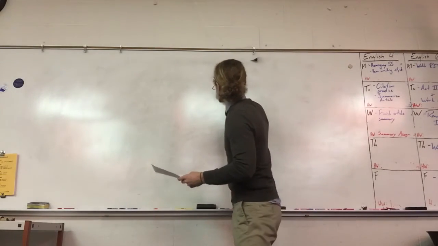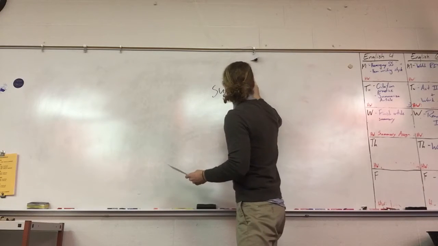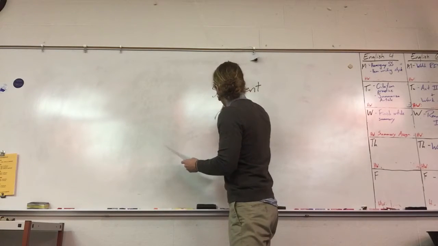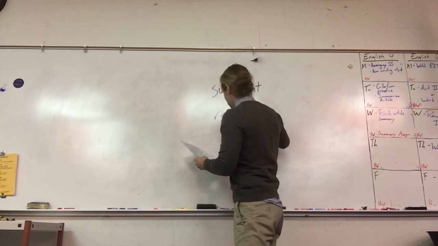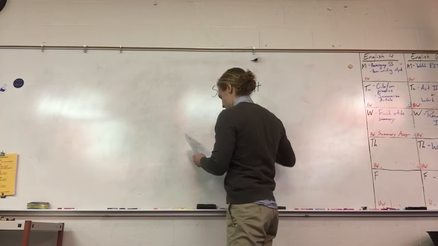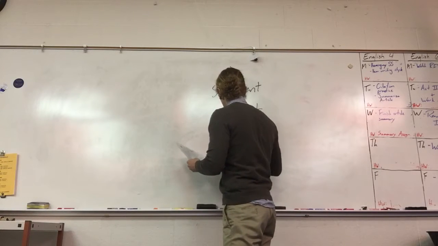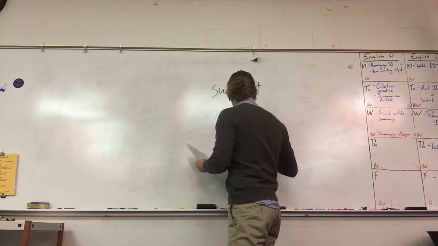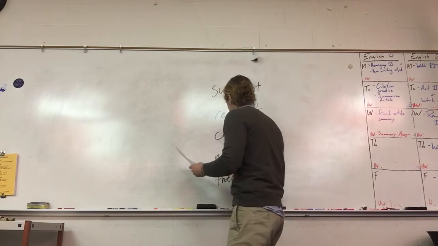So we have 5 choices. Succulent, redolent, cerebral, mandatory, and therapeutic.